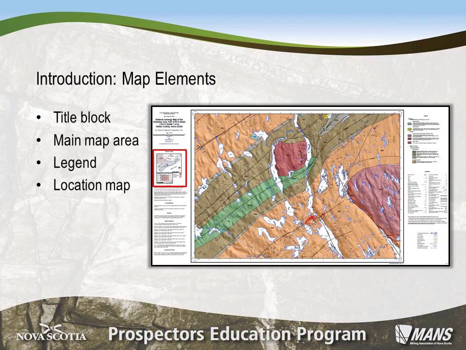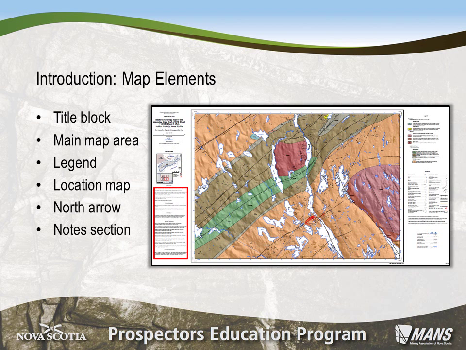Location or index maps show the regional location of the map area or the relationship of the map to other maps in a series. The north arrow shows the orientation of the map. Published maps usually state the projection, datum, and the source of the base map in a notes section. The scale tells you the ratio of distances on a map to distances on the ground. It is shown as a ratio, a scale bar, or both.